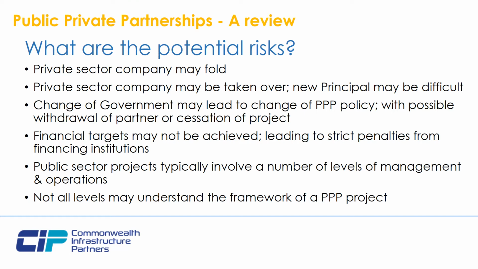Financial targets may not be achieved. There may be a project overrun or a budget overrun, and that may lead to strict penalties from the financing institutions. Where does that burden lie? Does it lie with the company, or does it lie with the government department? Who is responsible for those delays or the non-achievement of the financial targets?